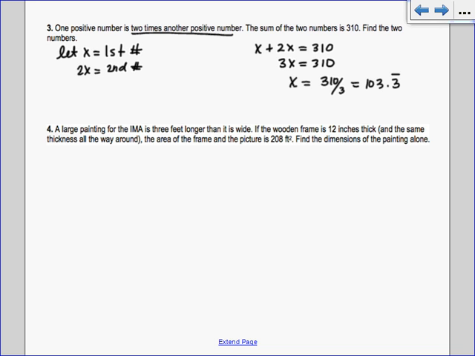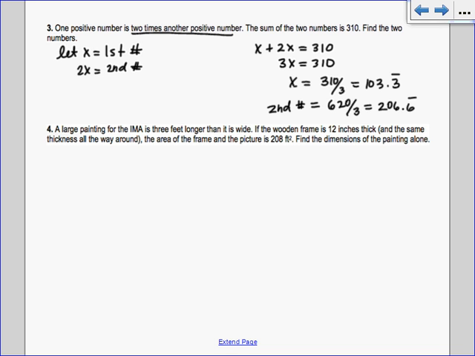If I had said one positive integer is 2 times another positive integer, then it could be that, right? But I didn't say that. I said a number, and it's a number. So we're good. Your second number is going to equal 620 over 3, which is 206.6 repeating. So that's okay. You can have numbers that look like that.